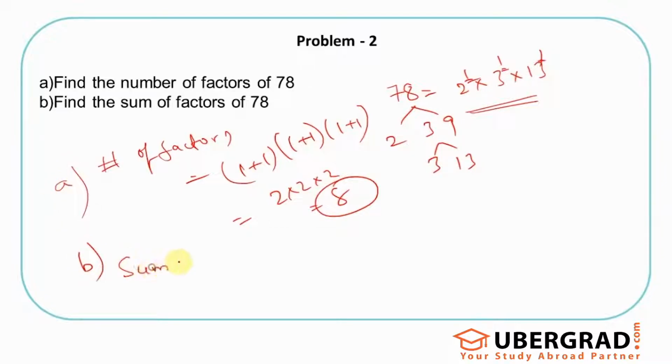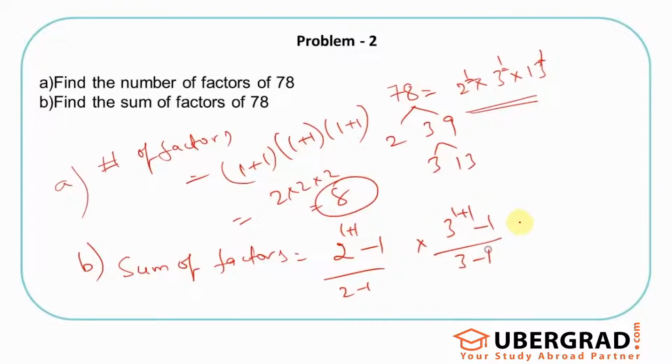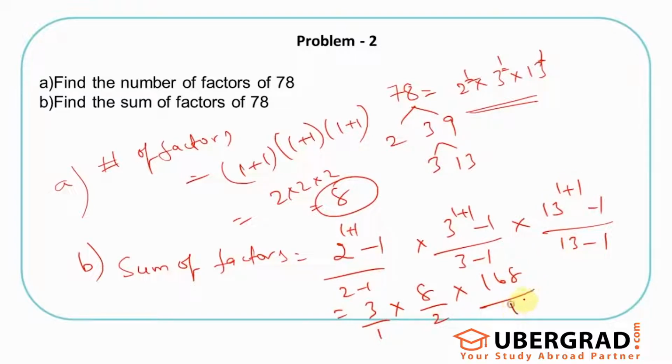For the sum of factors, I just have to do (2 power 1 plus 1 minus 1) by (2 minus 1) into (3 power 1 plus 1 minus 1) by (3 minus 1) into (13 power 1 plus 1 minus 1) by (13 minus 1). This is 2 power 2, 4 minus 1, 3 by 1; 3 square 9 minus 1, 8 by 2; 13 square is 169 minus 1 is 168 by 13 minus 1 is 12. 2 4s are 4, 3s are 12, so that means I'm getting 168. So the sum of factors is 168.